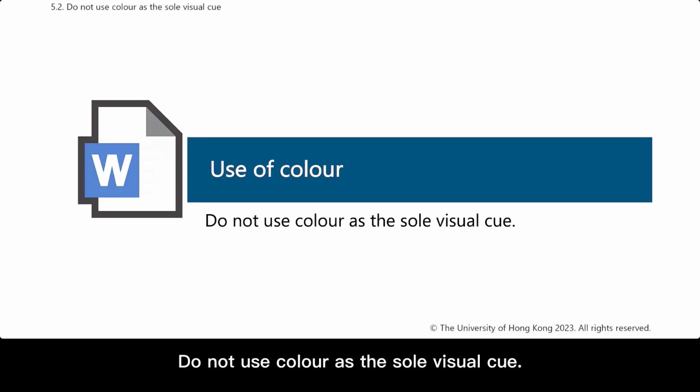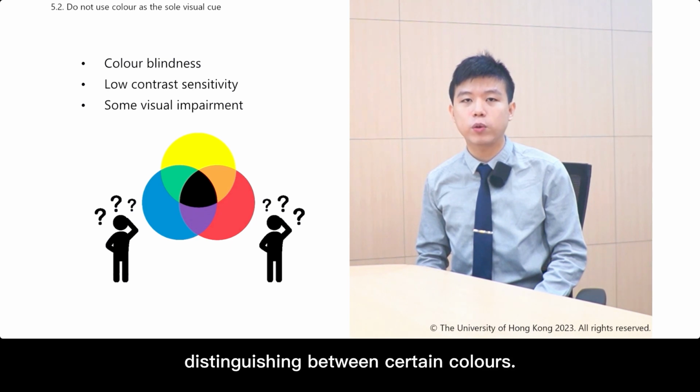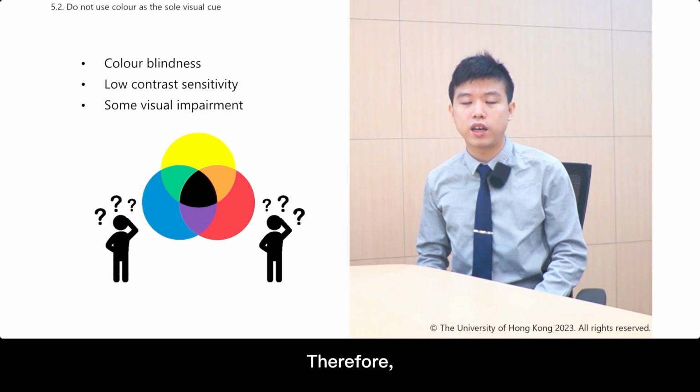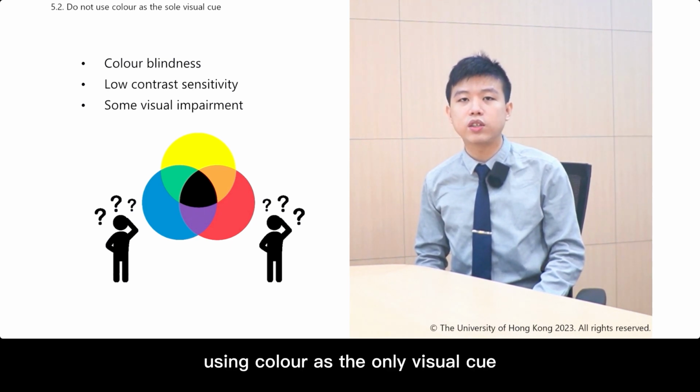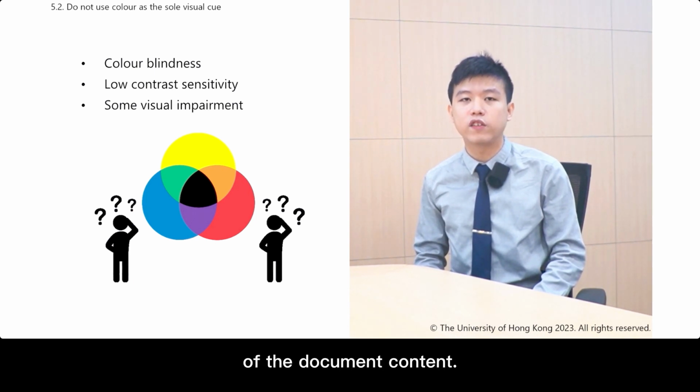Do not use color as the sole visual cue. People with color blindness, low contrast sensitivity, and some visual impairment may have difficulty distinguishing between certain colors. Therefore, using colors as the only visual cue to convey important information could hinder understanding of the document content.